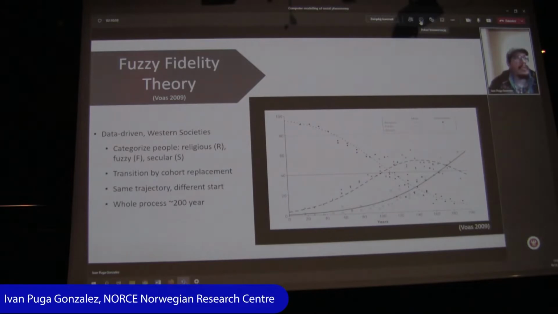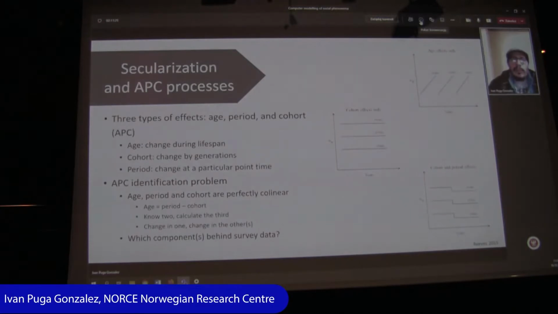One of the simplest ways of approaching this problem was first to look at three different effects that are basically what sociological papers usually look at when they look at changes within a society. And these are basically the... hold on, I cannot change my slide. So these are basically the age, period, and cohort processes, right?